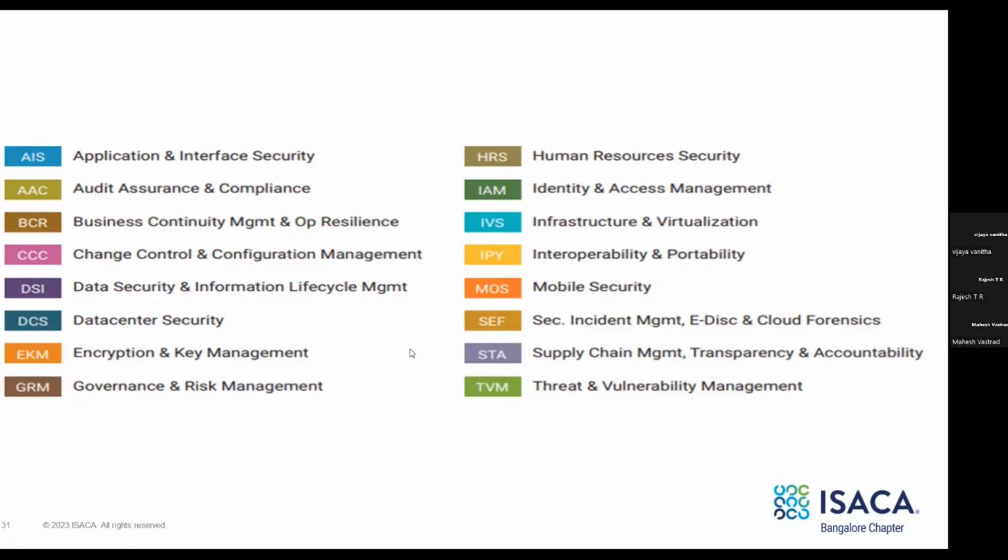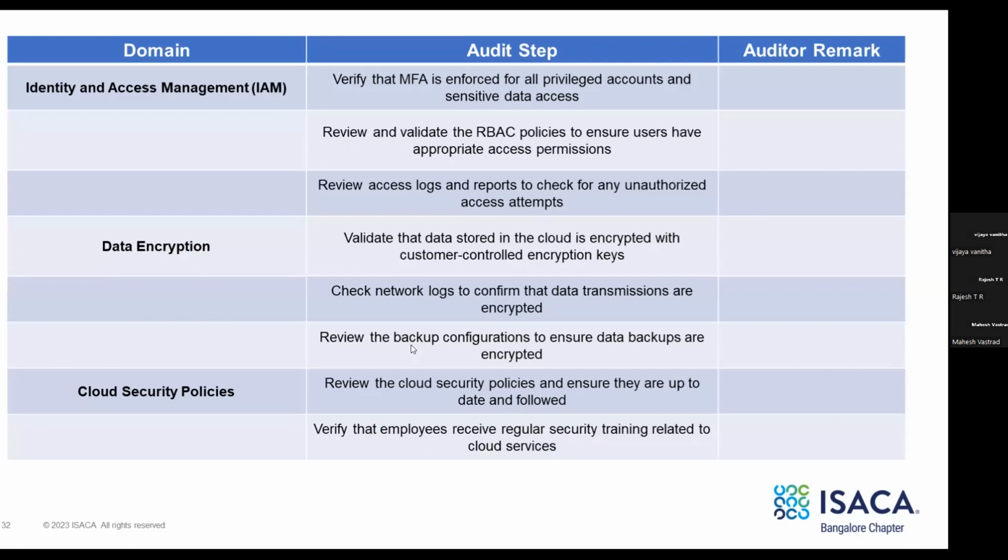Then again, domains. So here I have created a general checklist for all cloud platforms. There are many checklists. When you go to AWS, you can go with around 100 plus audit checklists. Same goes with Azure and Google Cloud. Generalizing things, I have just added a few audit steps here. When it comes to identity and access management, IAM, as we discussed, identity and access management, data encryption, network security, these are the major aspects which you need to audit in the cloud platform.